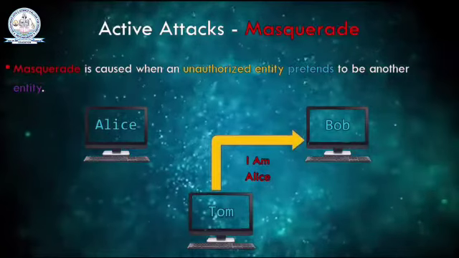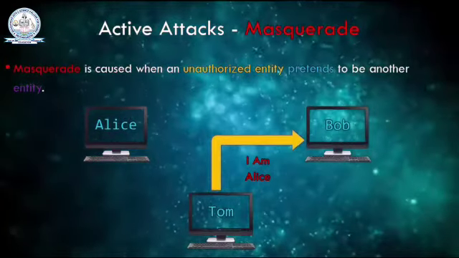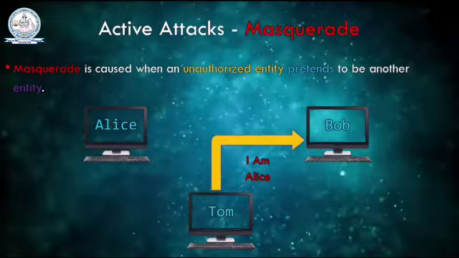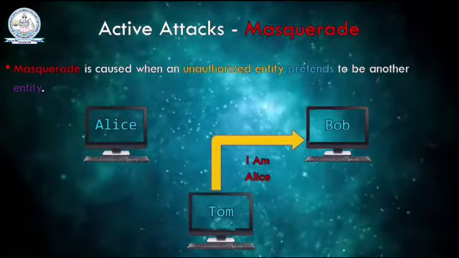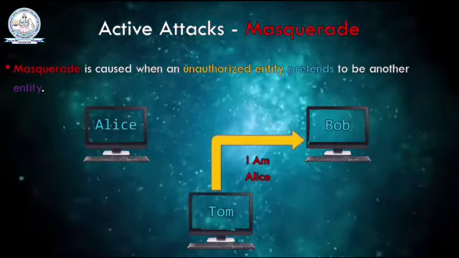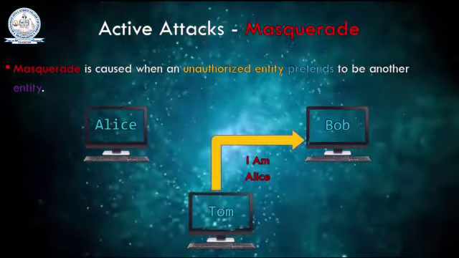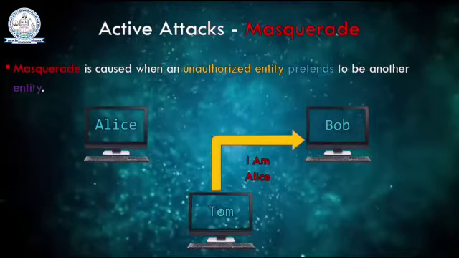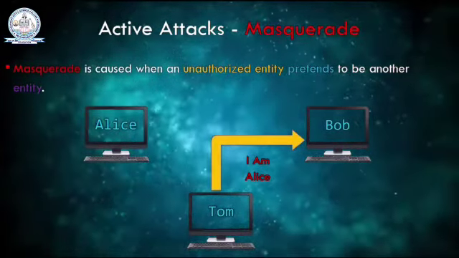Due to a lack of authentication, Bob communicates with Tom, thinking that he is Alice. In this situation, Bob releases his confidential information, like account number and password, to Tom, not to Alice.